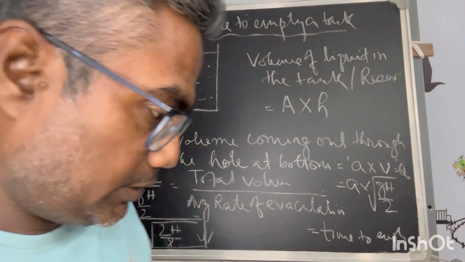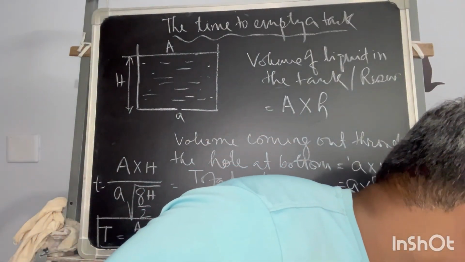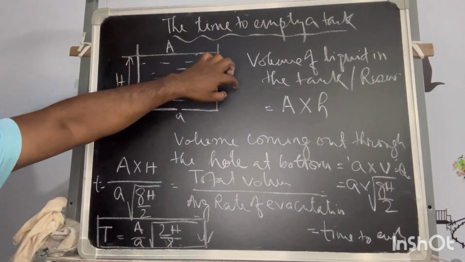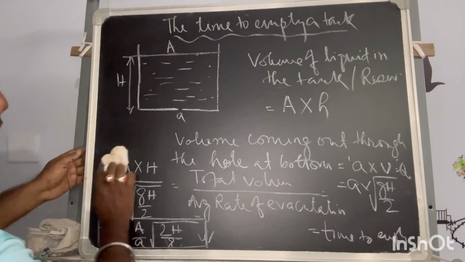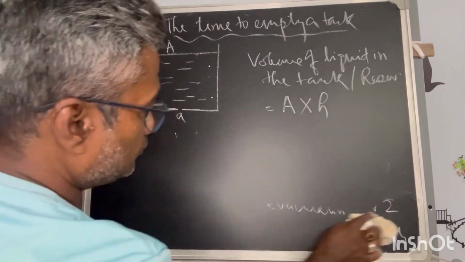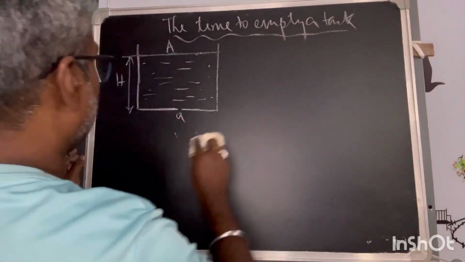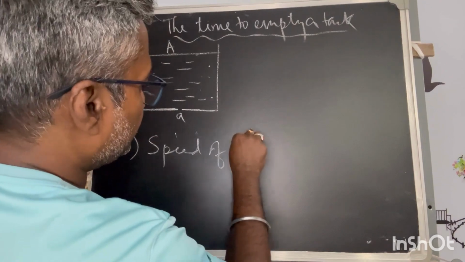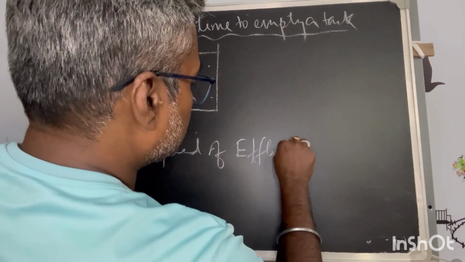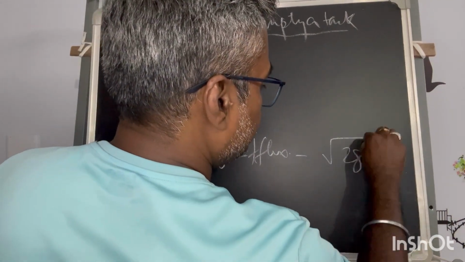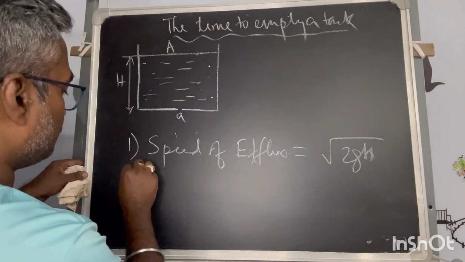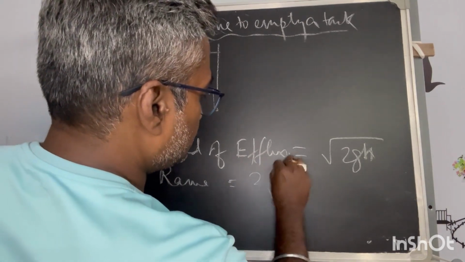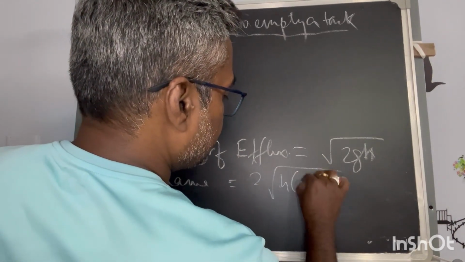Fine. So now I will end up, no more theory is there. Right now in this total concept, what did we learn? Let me write, and on this we'll do some examples or problems. So what we learned? We learned the speed of efflux, that is equal to under root 2gh. We learned range. The range is equal to what? 2 into under root h into capital H minus h.